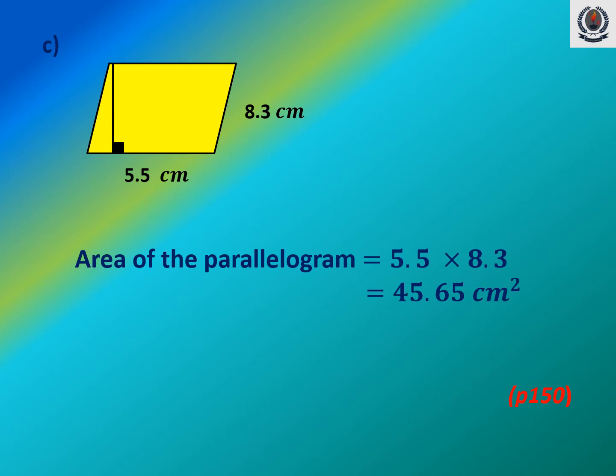Then the area of the parallelogram. The base length is 5.5 centimeters, perpendicular height is 8.3 centimeters. Therefore, the area of the parallelogram is 5.5 into 8.3. The answer is 45.65 square centimeters.